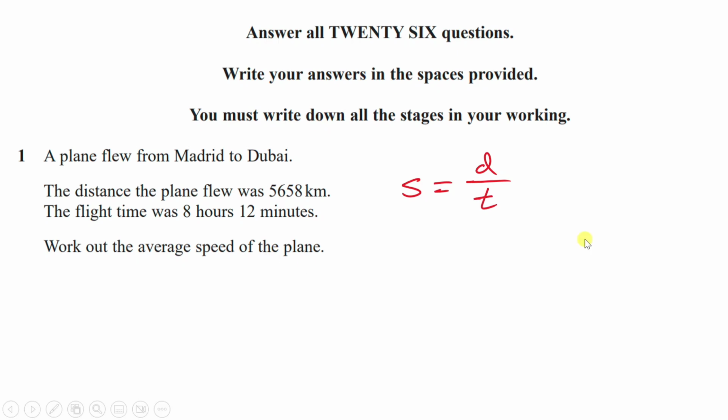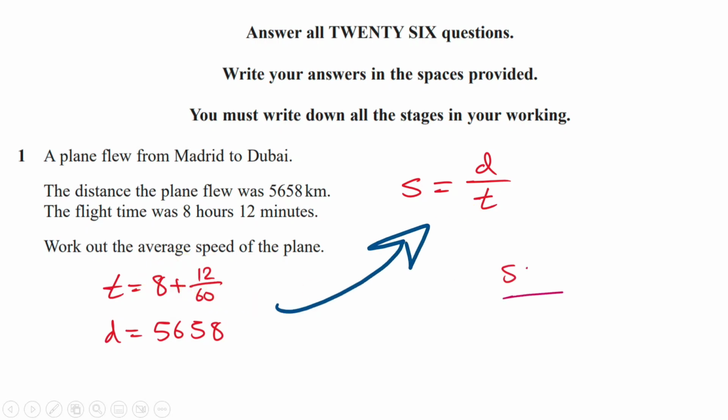Here they give us two pieces of information: the distance at the top and the time at the bottom. So let's write them both down. You'll notice that for the time, it says 8 hours and 12 minutes. What I like to do is write it as 8 hours plus 12 over 60, because we know there's 60 minutes in a whole hour. For distance, we just write it as it is. You can put this in your calculator and get about 8.2, but I like to put it straight into the formula. So replace D with 5658 and replace T with 8 plus 12 over 60, or the answer in your calculator. When you do that, you should get roughly 690 kilometers per hour. That's it for question one.